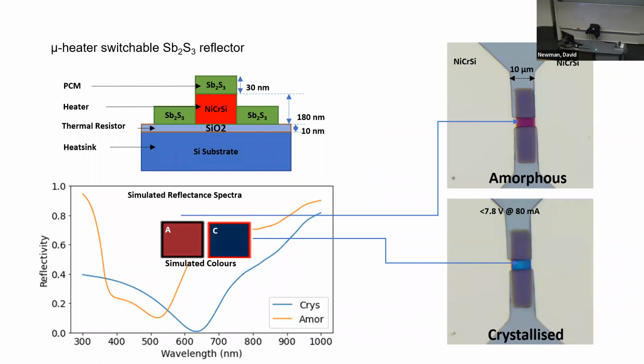We've made electrical heaters with this material on top, and then again, it's pink in the amorphous state. We crystallize it, it turns blue, and we just put this material on top of a nickel chromium heater and pass a current through it and use joule heating to crystallize it.